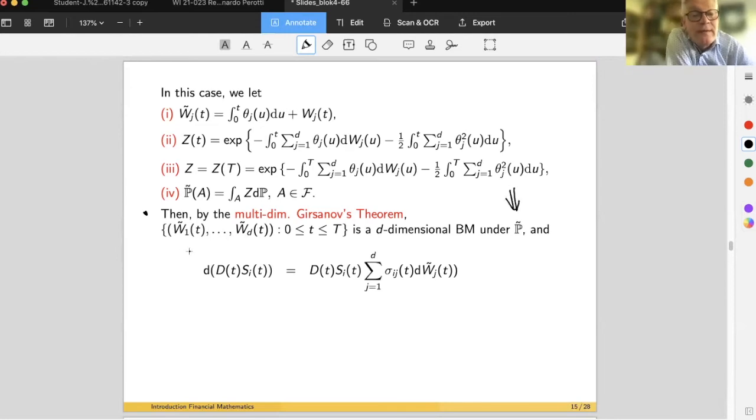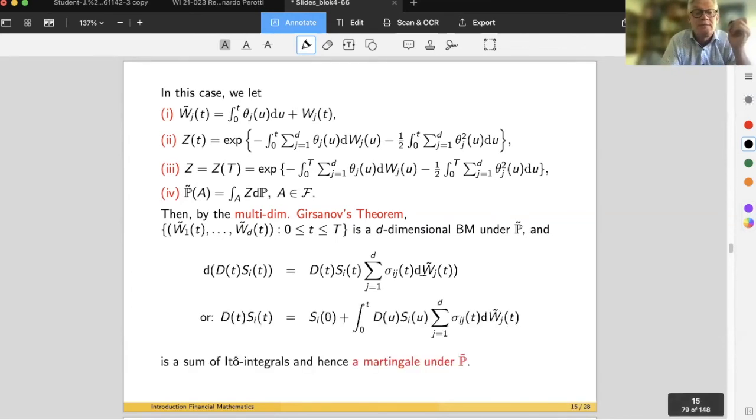And moreover, with this, we can write these dynamics that change in the discounted S i process. We can write it as d(D(t) S i(t)) equals D(t) S i(t) times the sum, j runs from 1 to d, sigma i j(t), times these Brownian increments, d W tilde j(t). And that is, of course, a favorable formulation, because now we see that this is a martingale under the P tilde measure. And that is what we want.